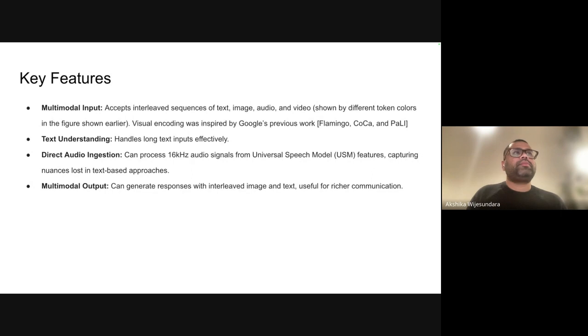The other interesting thing is direct audio ingestion, it can process 16 kilohertz audio signals. So what it means, rather than directly converting the audio to some sort of a token, they've used Universal Speech Model features. So they chunk the audio into meaningful chunks, and then use that to convert it. I haven't read the Universal Speech Model paper, but that was my understanding of how they've done the encoding. So in that way they've done quite a lot of interesting tweaks when you encode this information. You try to capture the most important information without just dropping it off during the conversion process, whether it's input from audio or video, etc.